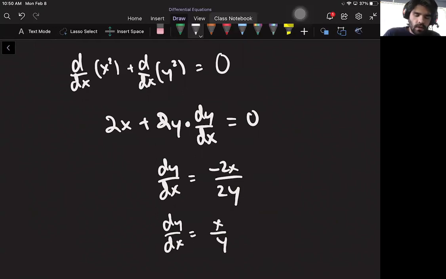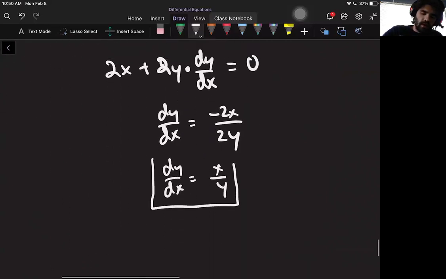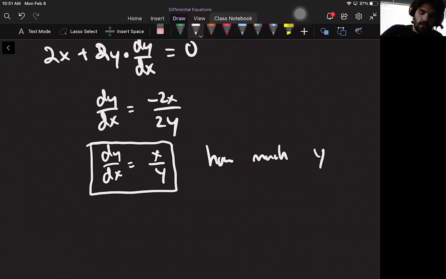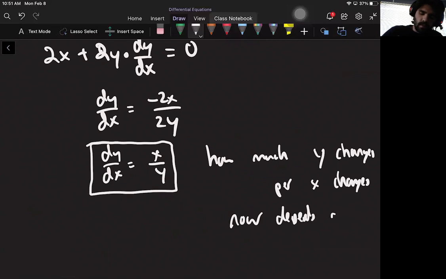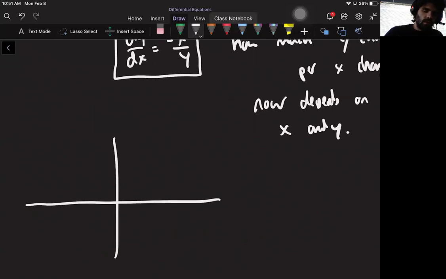And so although y is not a function of x, we can still figure out how much y is changing as x changes. But now it doesn't just depend on x. So how much it goes up or down, y changes per how much it goes left or right. Now it depends not just on x, but x and y. Oops, I dropped the negative. There it is.